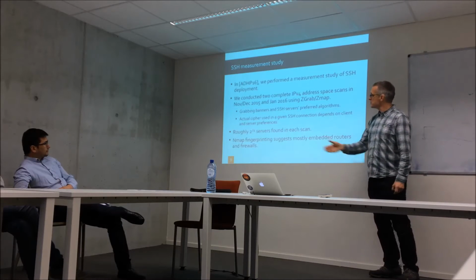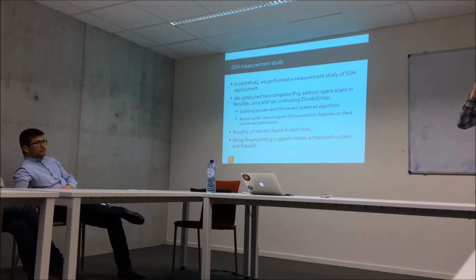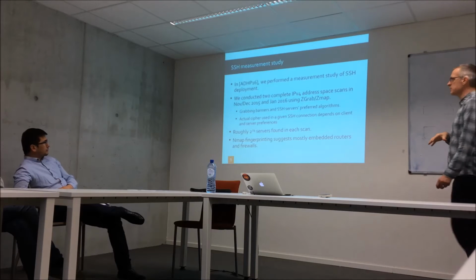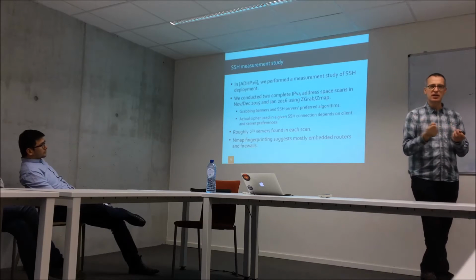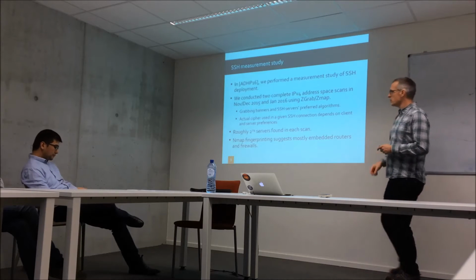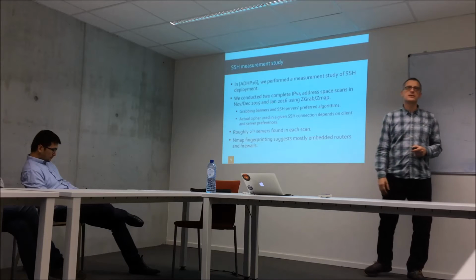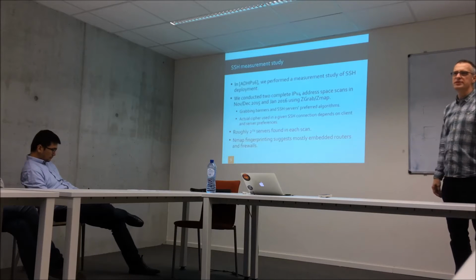What we did then was we scanned the whole address space, so all 2^32 IP addresses. We grabbed the banners of all the servers we could find and their preferred algorithms. So we basically started the SSH handshake to find out what would these servers like to use, what kind of crypto would they like to use. We found about 16 million servers in each of the scans that we did. So that means something responding on the appropriate port.